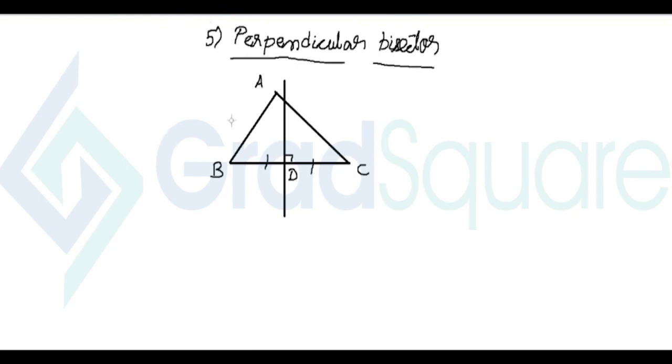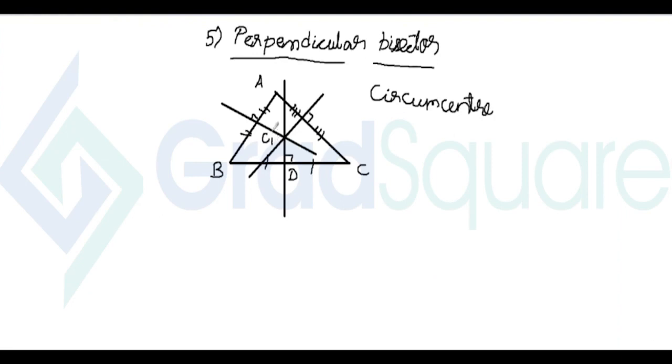And since a triangle has three sides, I can draw three perpendicular bisectors, right? I can draw a straight line which is a perpendicular bisector of AB. I can draw a straight line which is a perpendicular bisector of AC. So all of these are perpendicular bisectors, and the perpendicular bisectors of a triangle will also be concurrent. And this point of concurrency of perpendicular bisectors is called the circumcenter of a triangle.